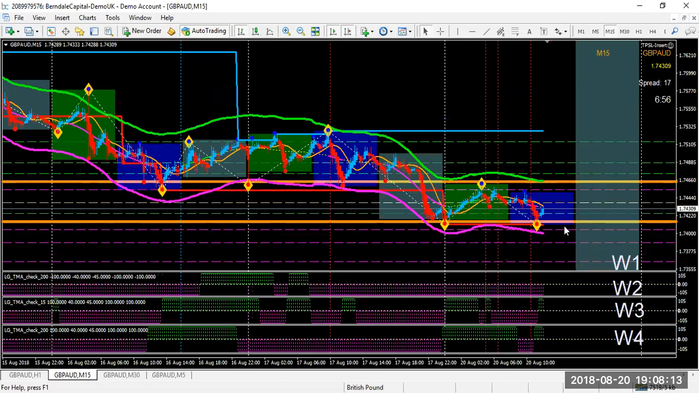And inside the 2 reversals, we have a pink that's 10 pips below, and we have a green which is 10 pips above, and then we have the pivot. The pivot is the high plus the low plus the close divided by 3 gives us the pivot.